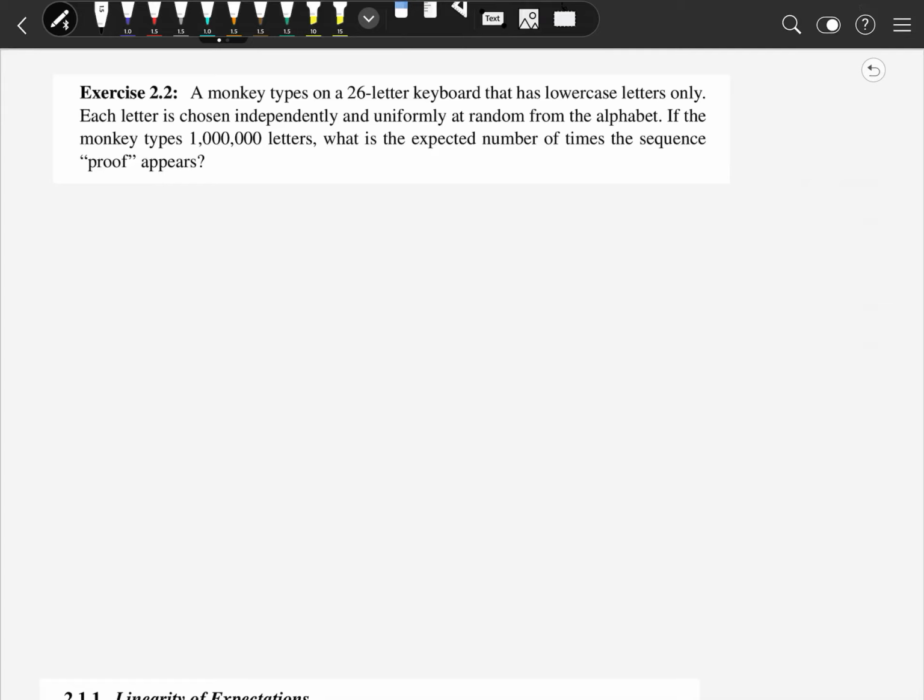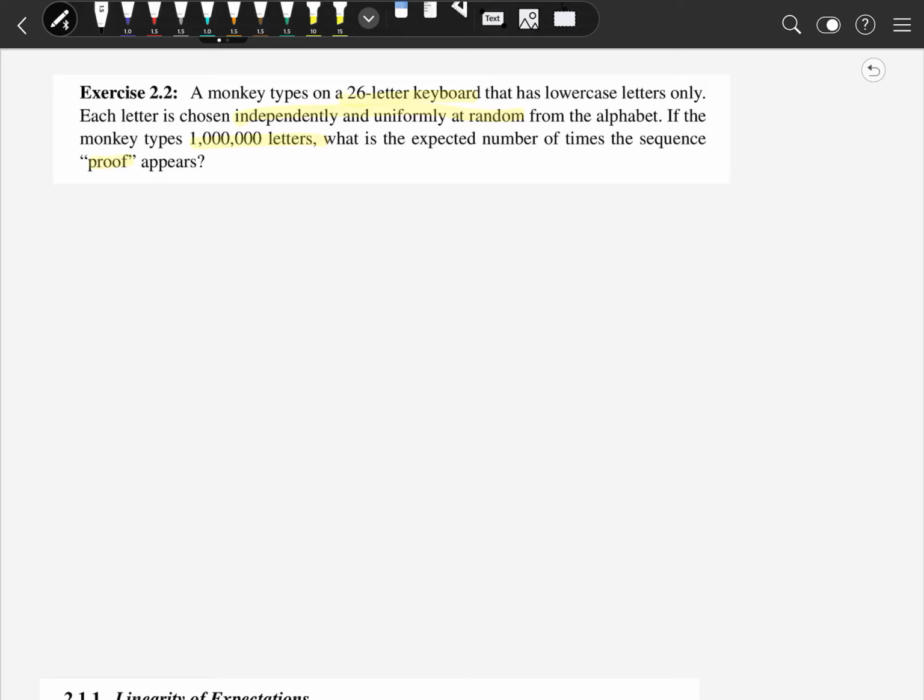Let's solve exercise 2.2. A monkey types on a 26-letter keyboard that has lowercase letters only. Each letter is chosen independently and uniformly at random from the alphabet. If the monkey types 1 million letters, what is the expected number of times the sequence "proof" appears?